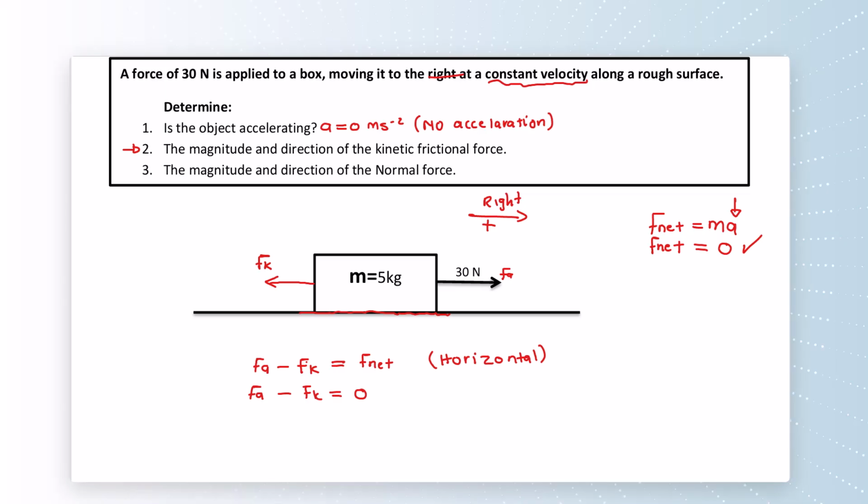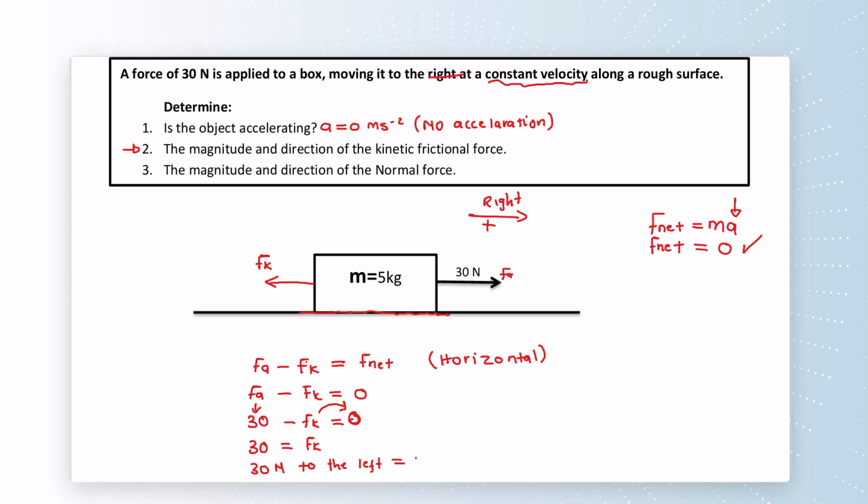Okay. Now, what do we have? Our applied force, sorry, is given to us as 30. We are looking for that kinetic friction. We can transpose the Fk because it's negative so that it can be positive. We have 30 equals Fk. So the value of our frictional force is going to be 30 Newton going to the left.